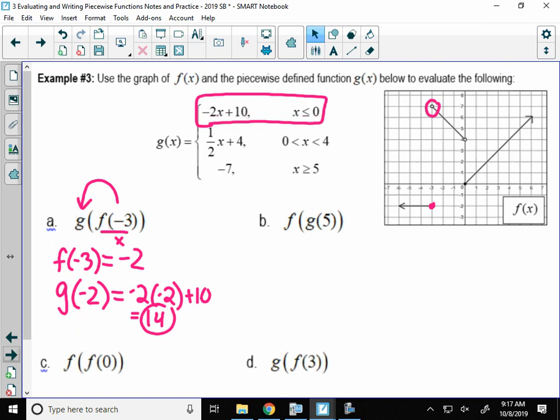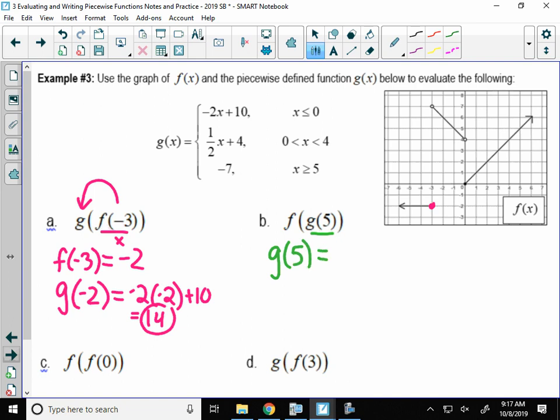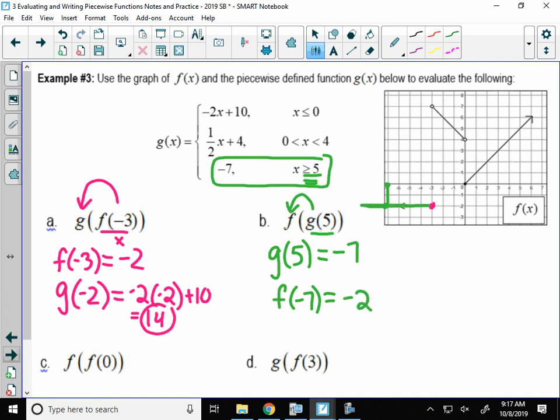For B, I'm going to do g of 5 first. So I have g of 5 here. 5 is an x value, so I'm going to figure out which domain the 5 falls in. 5 is equal to 5 here. So I'm going to use the bottom equation. That output is just -7. It's constant. So I take that -7 and I'll put it into the function of f. And -7 is over here. If I went down to the graph, I'd be on that constant function of -2.